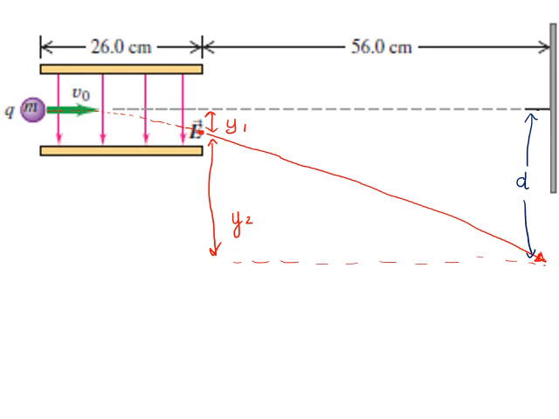We know it's comprised of two vertical distances, y1 and y2. And we know that together, y1 plus y2 equals d. We can write down something for y1 and write down something for y2. Then we can put those together and we should be able to find our charge to mass ratio. Let's get started on y1 first.